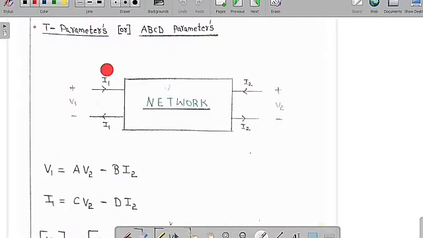Now we are going to learn about the T parameters or ABCD parameters. T parameters are also called the transmission parameters. Suppose there is a network, the same as the previous one, with plus or minus V1, plus or minus V2, incoming current I1 and outgoing current I1, incoming current I2 and outgoing current I2. Now the equations for the T parameters are V1, I1, V2, minus I2, with A, B, C, D.